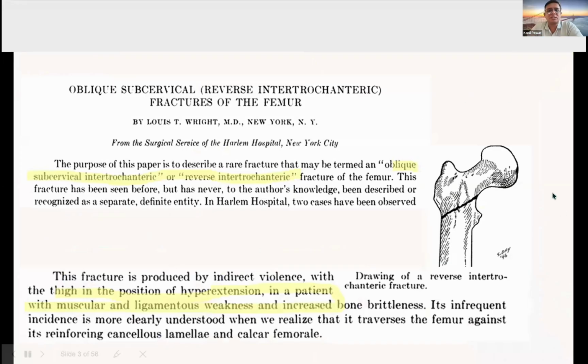So the reverse oblique fracture was first described way back in 1946 at Harlem Hospital, New York, by Dr. Wright. He observed a pattern that it happens in an indirect trauma, with a patient walking in a hyperextension sort of injury, with weak musculature, ligamentous laxity, and a little osteoporotic bone. It is thought to be called an oblique subcervical fracture because it starts in between the two parts of the Y ligament, and then extends laterally and distally from the proximal medial side.